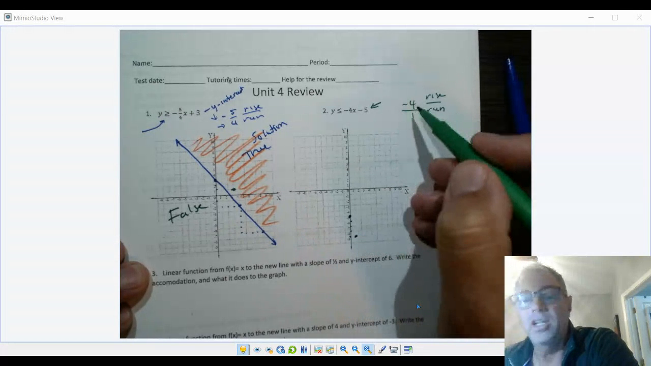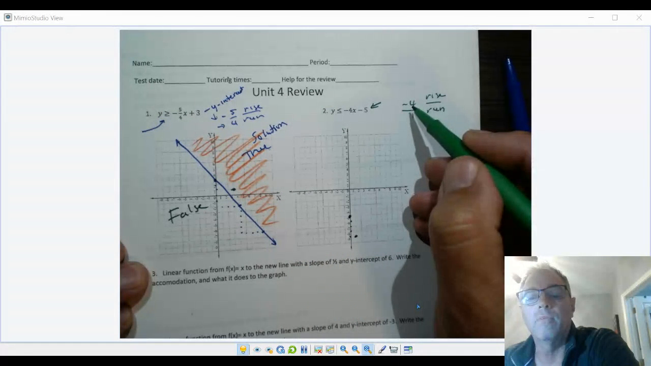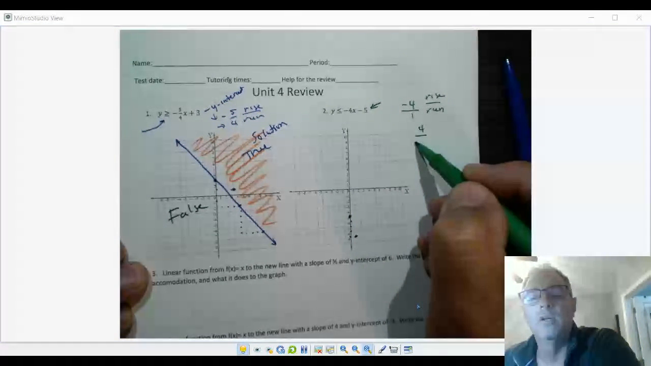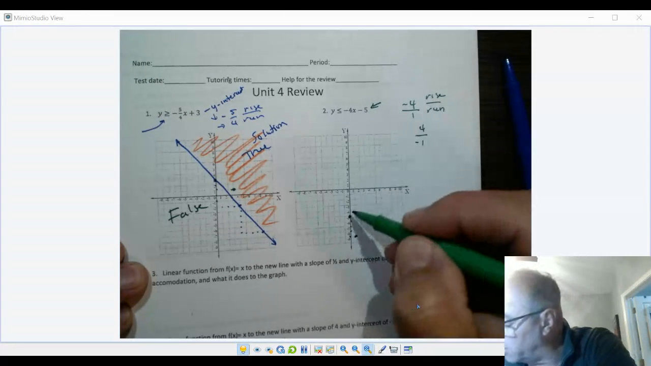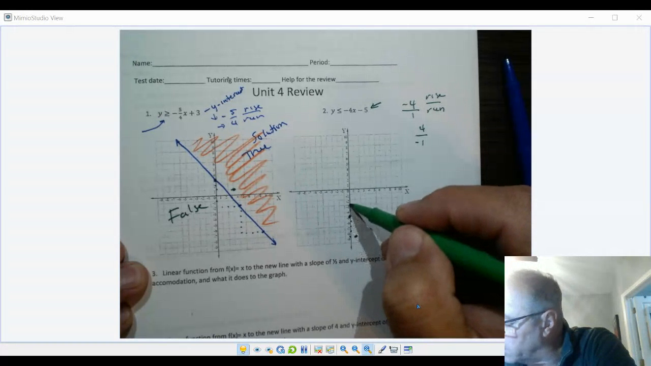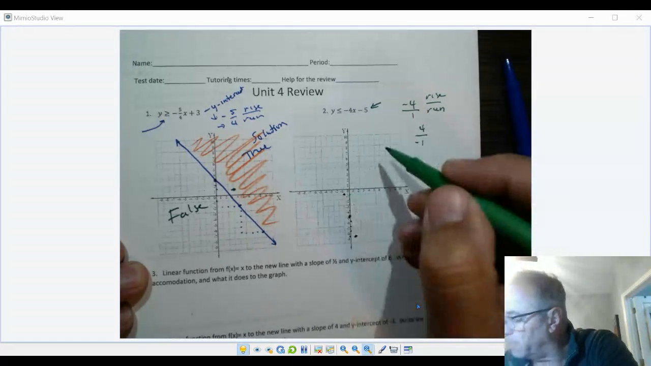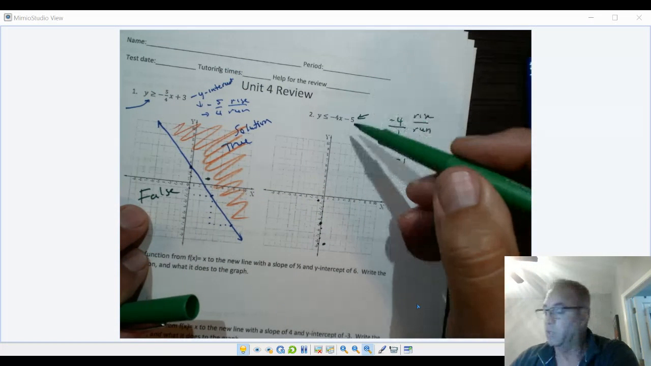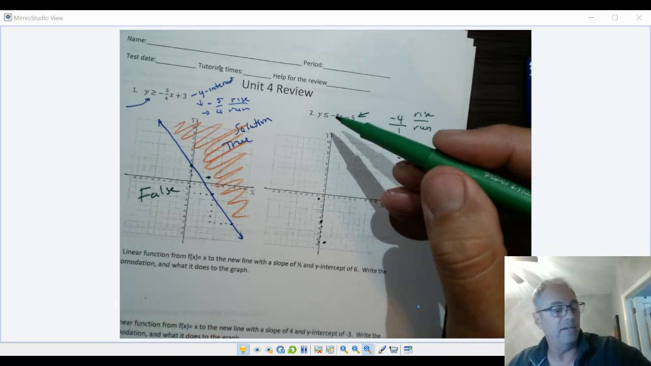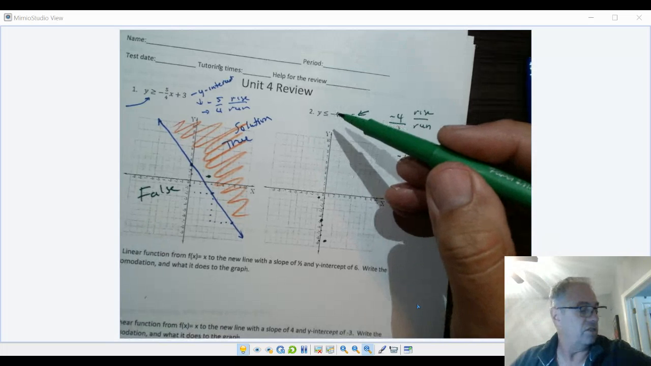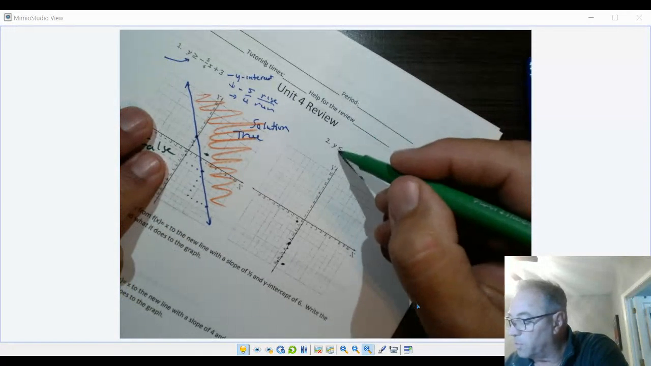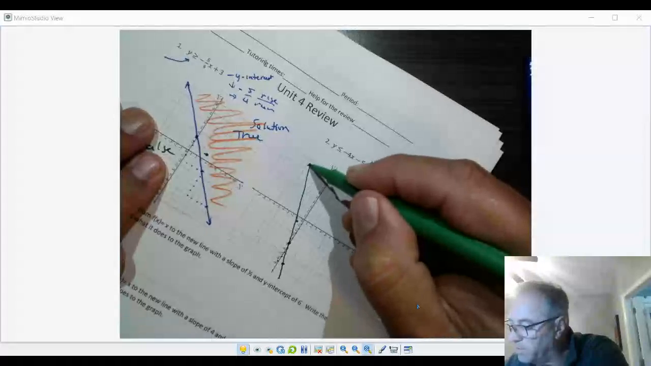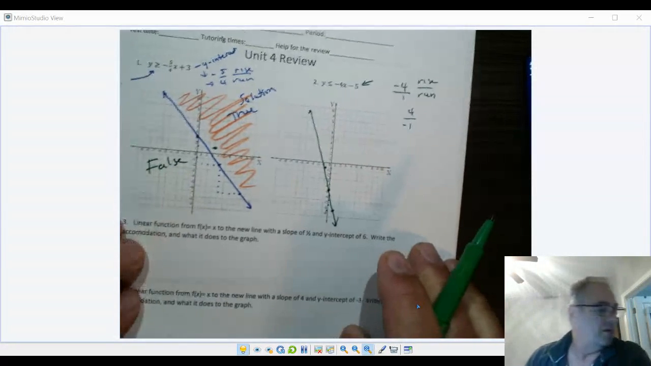Now, I could go up 4, but I have to go left 1. It'd be positive 4, but I have to make a left turn. So I'm going to go up 4, 1, 2, 3, 4, over 1 right there. Again, I've got to make sure I draw my line correctly. If you look, it is a solid line, because there's a bar in it. I'm going to draw a solid line, which will make it look like this. Oops, I missed there. There you go, right there.